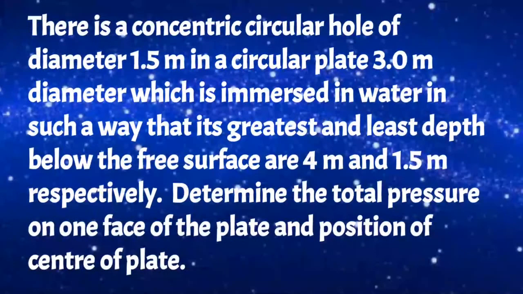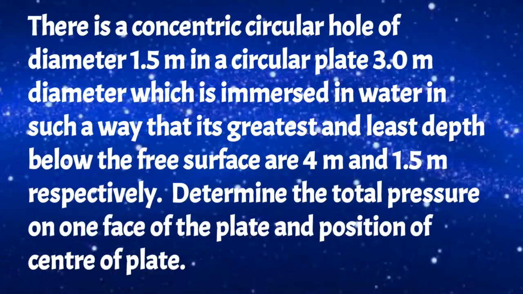There is a concentric circular hole of diameter 1.5 meter in a circular plate of 3 meter diameter, which is immersed in water in such a way that its greatest and least depth below the free surface are 4 meter and 1.5 meter respectively. Determine the total pressure on one face of the plate and the position of the center of pressure. So this was the given question.